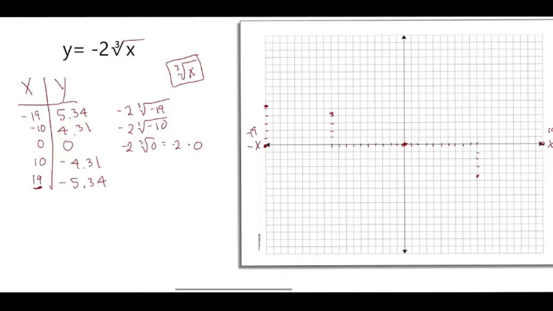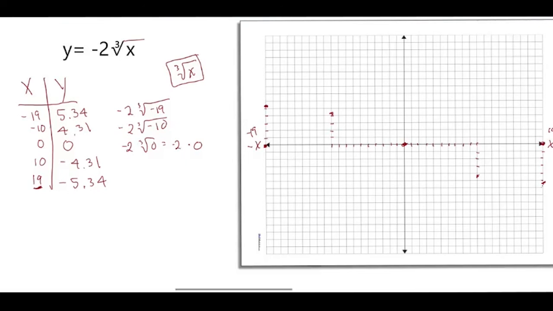Okay. And then my last point will be 19, negative 5.34. Okay. So 19 is right here. And then I'm going to go down 5.34. So 1, 2, 3, 4, 5. Just shy of 5.5. Be right there.